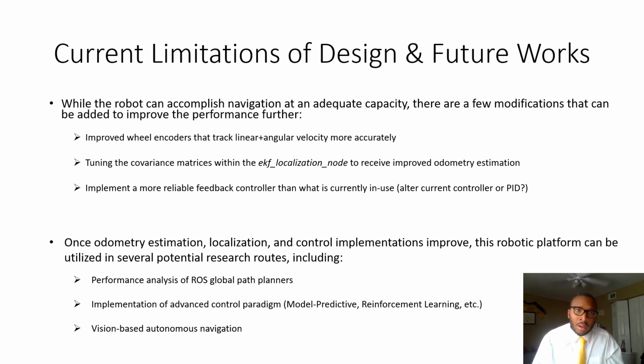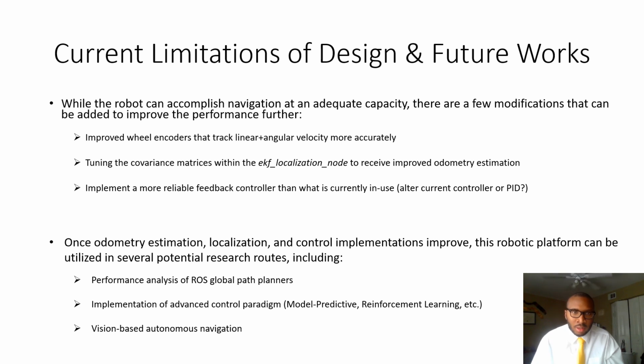So I've touched on a few limitations of the robot so far, but we can understand that while the robot can accomplish navigation at an adequate capacity, there are a few modifications that can be added to improve the performance even further. One of those being improved wheel encoders that will be able to track linear and angular velocity a lot more accurately. Currently, the wheel encoders that are in use, while they can track it moderately well, there's definitely room for improvement in that regard. There's also the covariance matrices within the EKF, or extended Kalman filter, localization node that the robot is using for odometry estimation that I could definitely tune in order for it to have quicker and more accurate convergence rates.